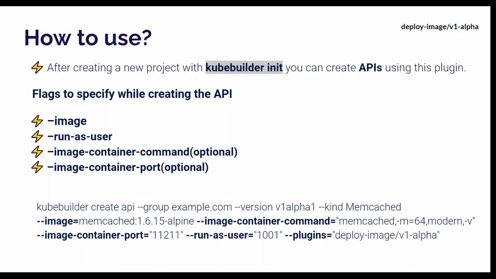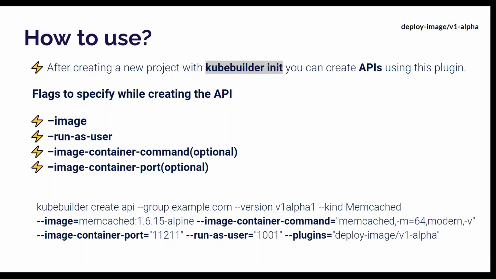So how to use this plugin? After creating a new project with Kubebuilder, you can create APIs using this plugin. And while creating the APIs, it is important to specify some flags. The first important flag is the image flag for informing the image the user wants to deploy and manage. The second important flag is run as user for specifying the run as user value for the security context.